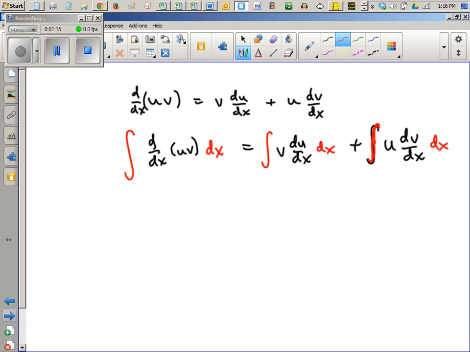And what cancels out here? The dx's all cancel out, like that, which gives you this statement here. The integral of d of uv equals the integral of v du plus the integral of u dv. So you might say, well, big deal. Well, let me ask you a quick question here.